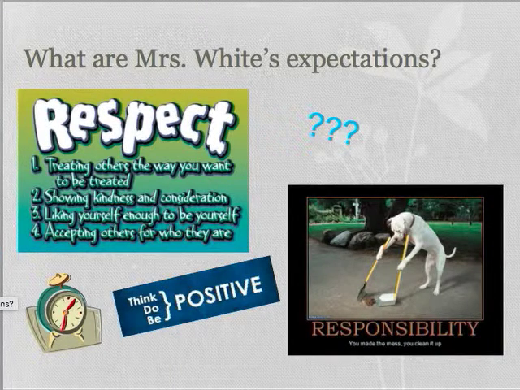My expectations are based around the word respect. The first expectation is that you take responsibility. So that means take responsibility for your work and for your actions. E in respect stands for give your best effort. That means give 100% of the time.